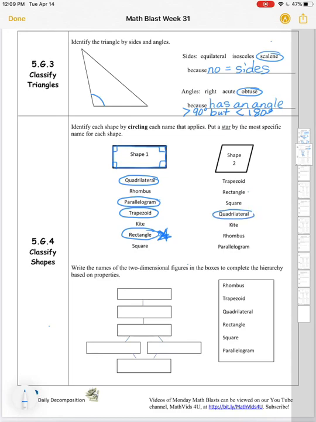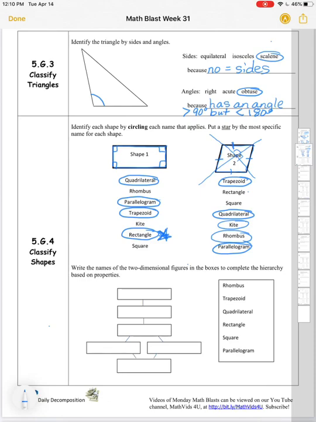Shape 2. Shape 2 is a quadrilateral. It has four sides. It is a trapezoid. It has at least one pair of parallel sides. It is a parallelogram because not only does it have that one pair, but it has two pairs of parallel sides. It is a kite. It has those perpendicular diagonals there. If you take a look here, whoops, our diagonals make those right angles. So we're going to call it a kite there. And we'll see those consecutive congruent sides.